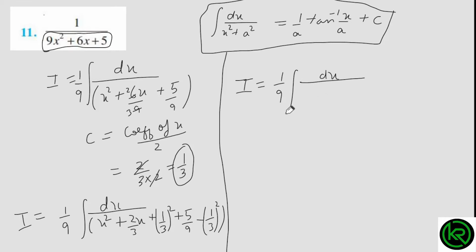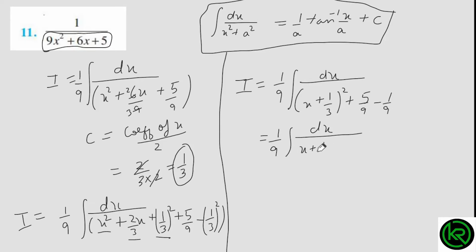∫dx upon, here students see, this is a², this is b², this is 2ab. So we are making the formula (x + 1/3)² + 5/9 − (1/3)², which is 1 by 9. Okay, so now what we are getting is 1 by 9 ∫dx upon (x + 1/3)², and 5 minus 1 is 4, and 4 we can write as 2², and 9 is 3². Okay, (2/3)².